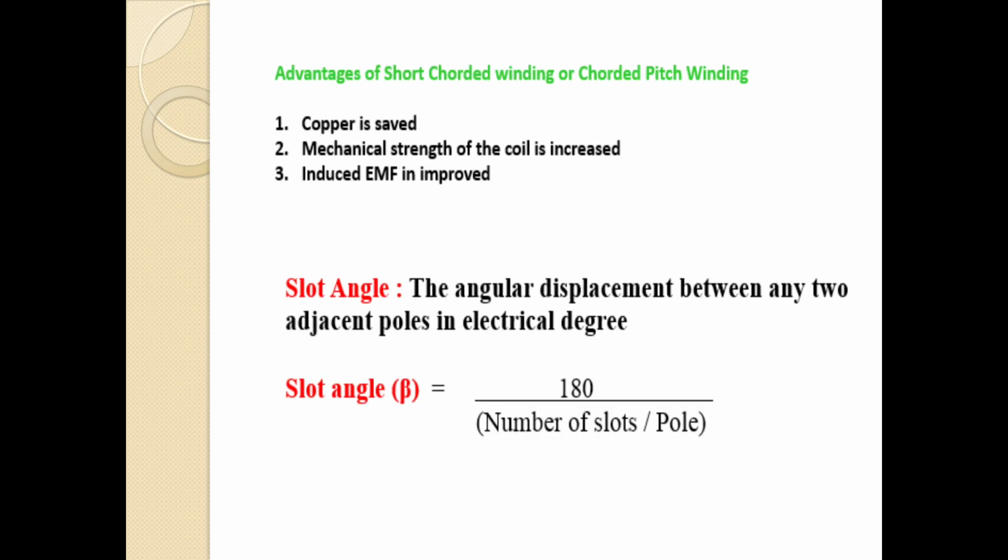Advantages of short pitch winding: copper is saved, mechanical strength of the coil is increased, and induced EMF waveform is improved. The slot angle formula is 180 degrees divided by the number of slots per pole.